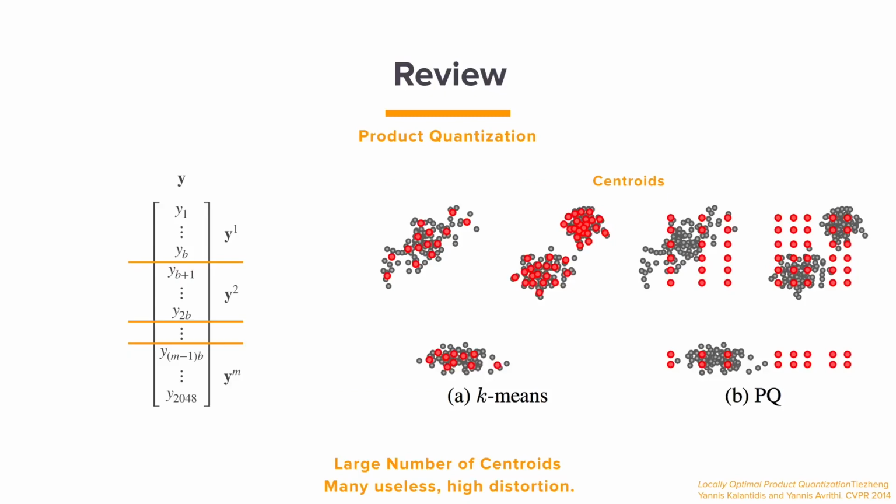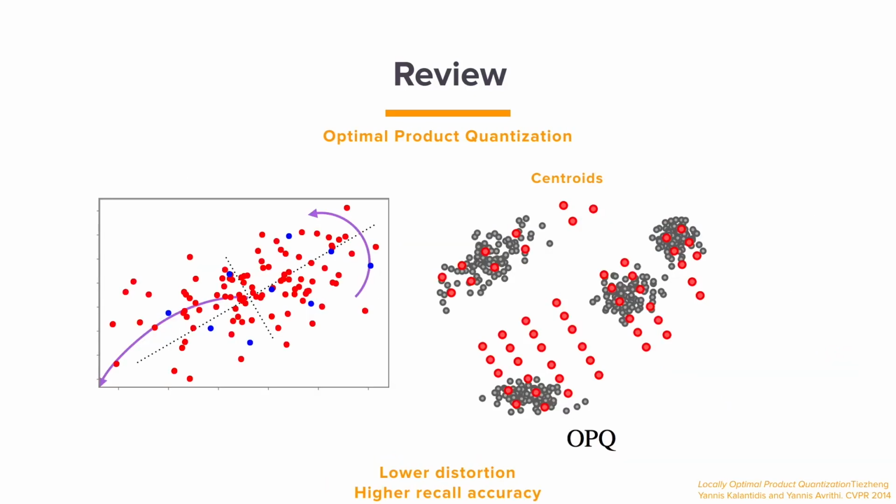So we said, let's do product quantization. We get so many more centroids for way less computation, right? But we have a lot of wasted space here. We're not getting as good distortion as we want. K-means actually got better distortions if you set k to the same value, right? But that was computationally infeasible. So we did optimal product quantization. We'll just rotate everything. We get a lower distortion, higher accuracy.